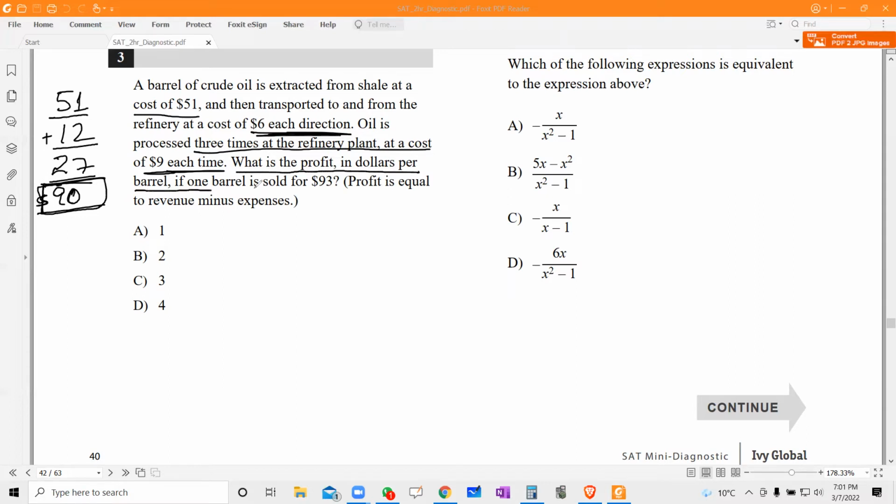What profit per barrel from a barrel sold at $93? Probably it's 3. Exactly. Which option? It's C. So what did you get? I got C as well. All right.